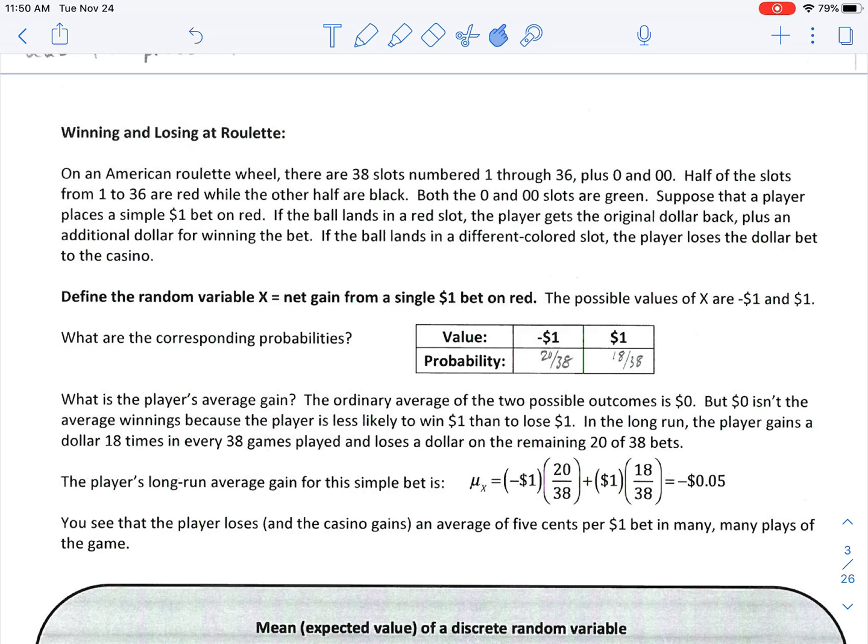Suppose a player places a $1 bet on red. What that means is they put $1 down. If the ball lands in red, they get their dollar back plus an additional $1. Like, they won $1. So what win $1 means is you get your money back plus you win. Okay? If it lands in a different color than what you picked, so not red, you just lose your money.